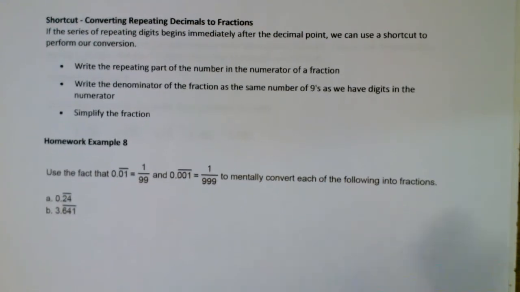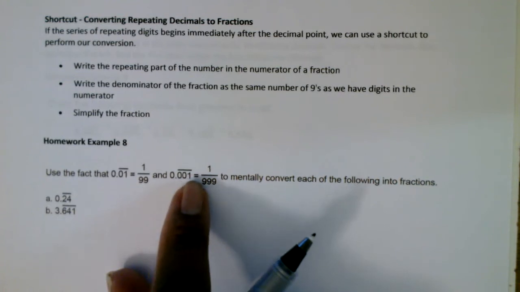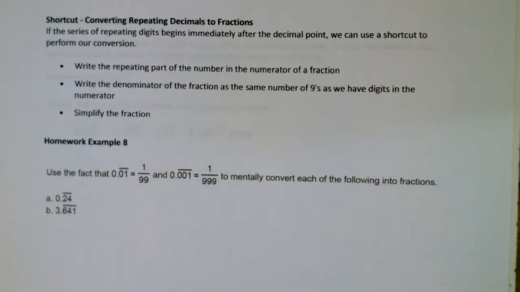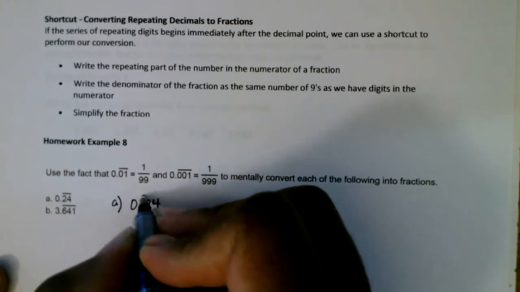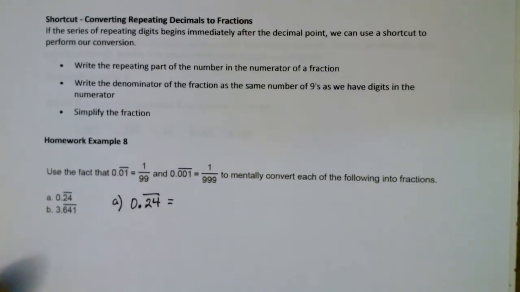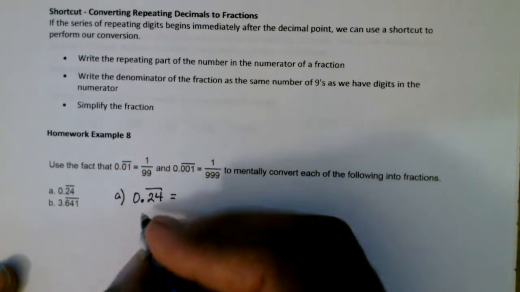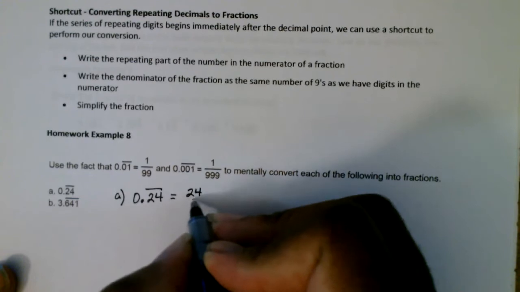Now, here they're giving you this. They're telling you to use the fact that 0.01, where the 0 and the 1 repeat, would be 1 over 99, and 0.001, where the 001 repeats, is 1 over 999 mentally to convert each of the following fractions. So in part A, we got 0.24, and here the 2 and the 4 repeat. So what's underneath the repetition, the repeating part, would be in the numerator. That 24 would be the numerator.